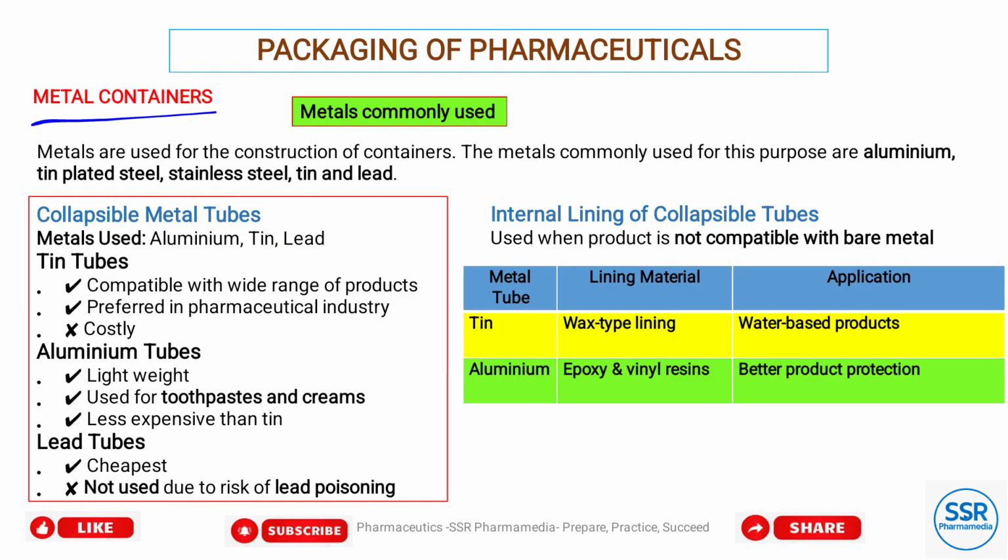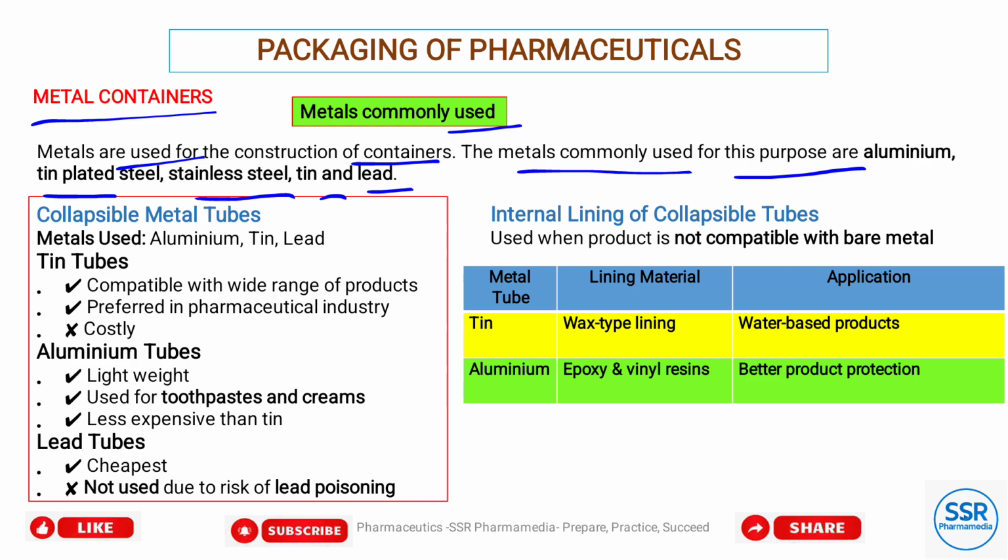So let's study about the metal containers. Metals commonly used for packing material. Metals are used for the construction of containers. The metals commonly used for this purpose are aluminum, tin, plated steel, stainless steel, tin and lead.